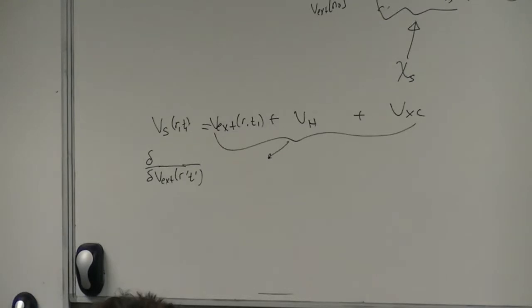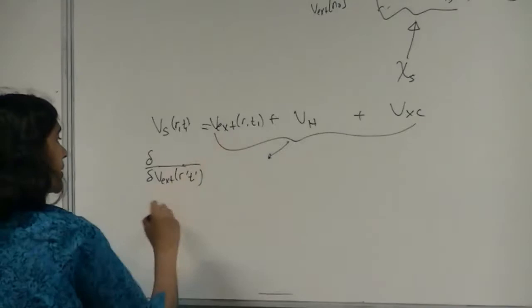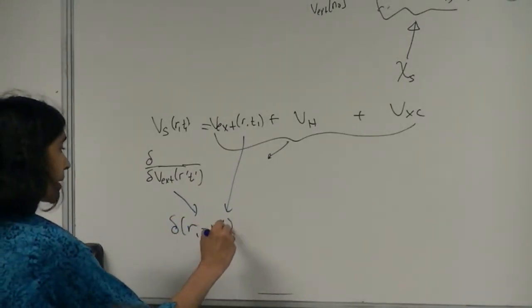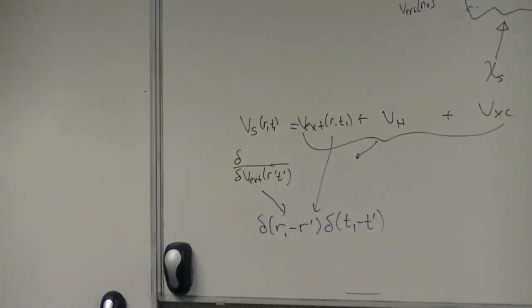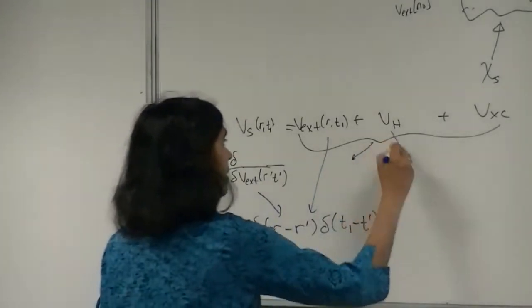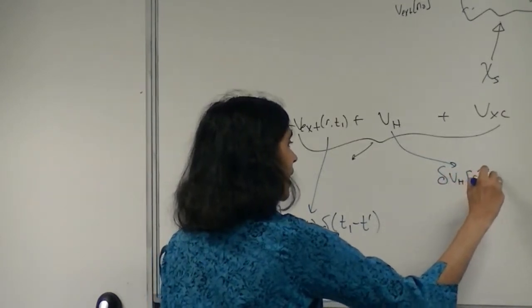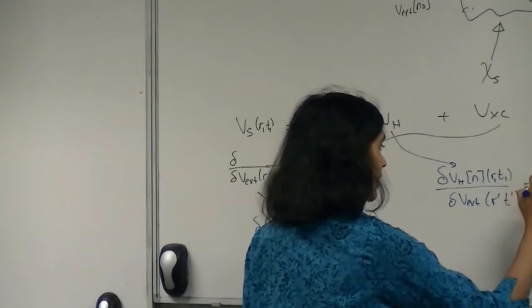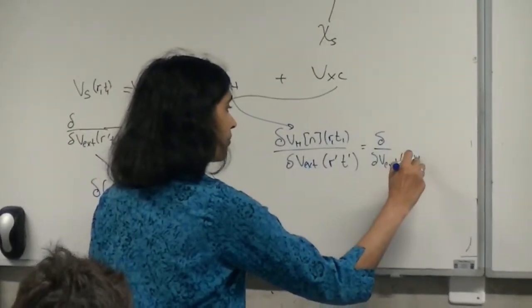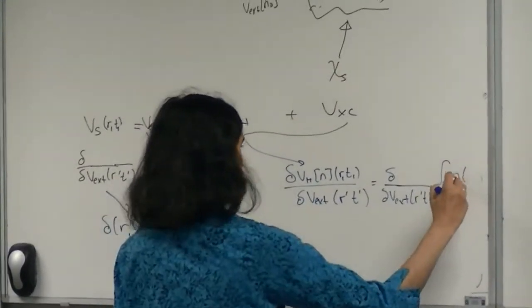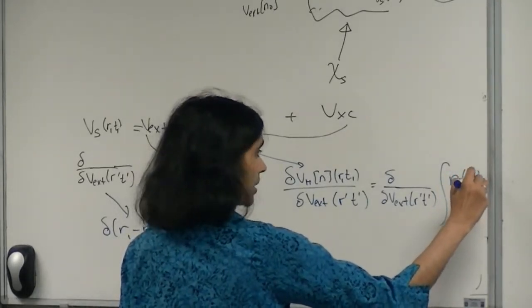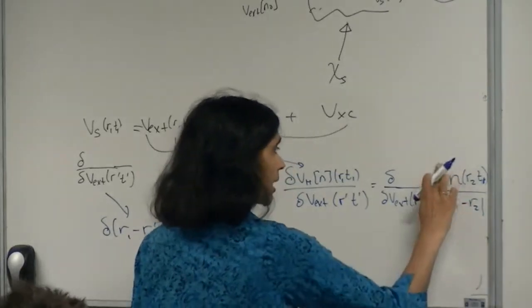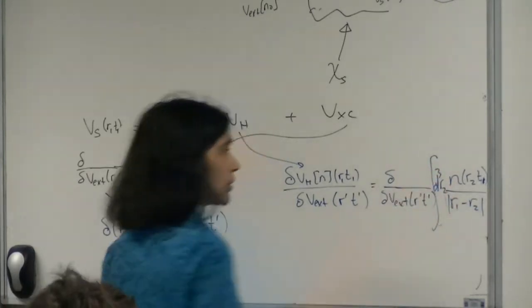Okay, so let's just take each term by term. The first term is relatively easy because it's the same functional. Just thinking about what this means, if you take the functional derivative of itself, you basically get the identity. In other words, delta(r1 minus r') delta(t1 minus t'). That's this functional derivative. What about v Hartree? So let's do that somewhere else. We want here delta v Hartree[n](r1,t1) over delta v external(r',t'). So let's first write what this is. Well, it's delta by delta v external(r',t') of the integral of n(r2,t1) over r1 minus r2, that's just the Hartree potential, and I should integrate over r2.